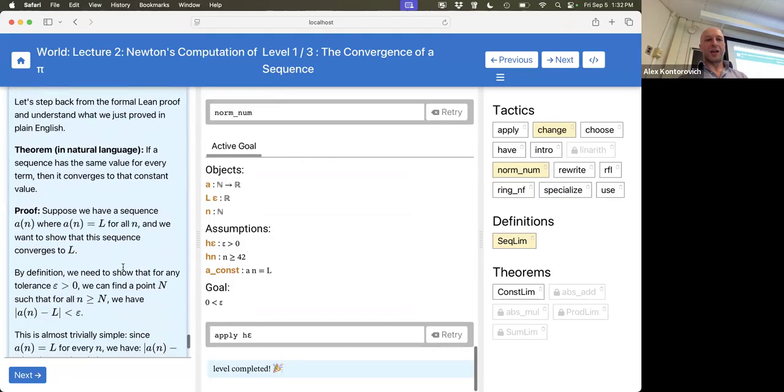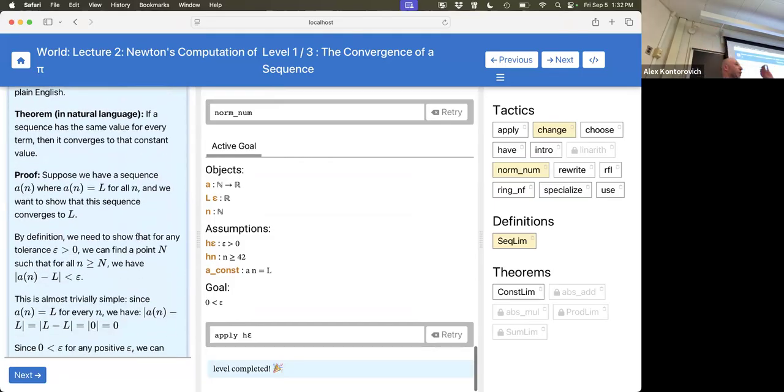That's simplicity. Let's just check in. I realize we're a little over time, but let's just check in on what this would have looked like in natural language. Because I want to compare what we write formally to what the natural language proof would be. So the proof in natural language, you would say if a sequence has the same value for every term, then it converges to that constant value. What's the proof? Okay, we have a sequence A of n where A of n is equal to L for all n, and we want to show that this sequence converges. By definition of convergence, that was the change tactic, we need to show that for any tolerance epsilon positive, we can find a point N such that if n is greater than N, then we have the tolerance. Right? That was change. Then, this is almost trivially simple.